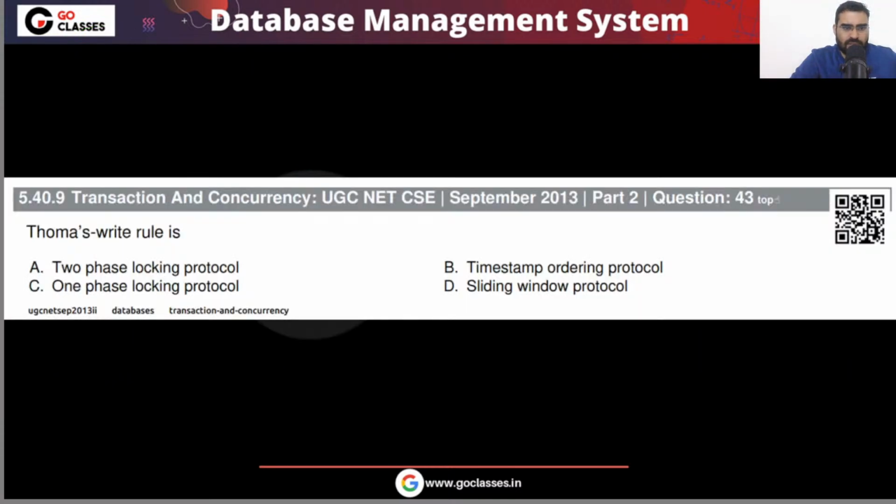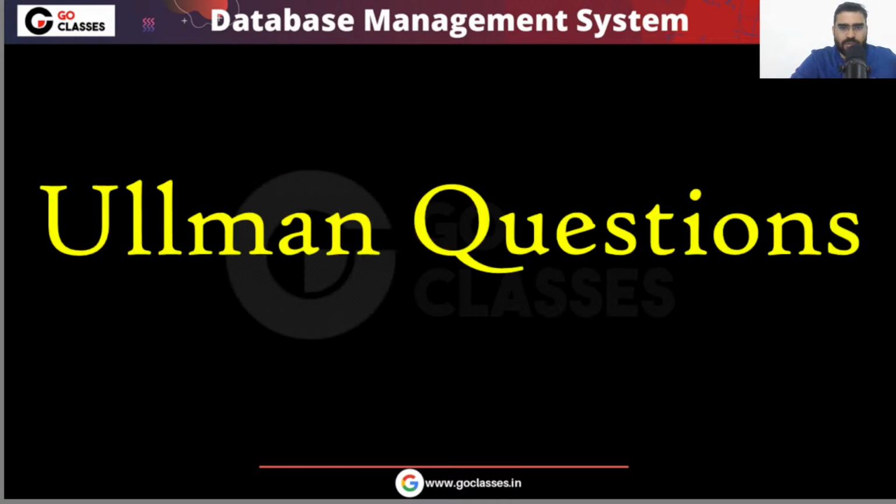Now let's see this one. This is another UGC NET exam question. The Thomas Write rule is related to... actually this is a very poor question. It should be asking: the Thomas Write rule is related to the timestamp ordering protocol. So the answer will be option B. Now let's move on.